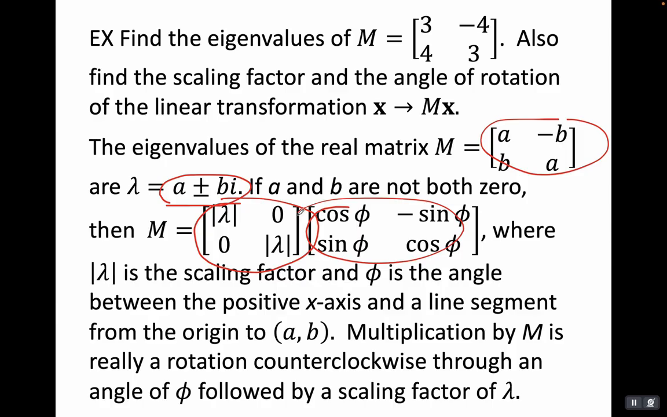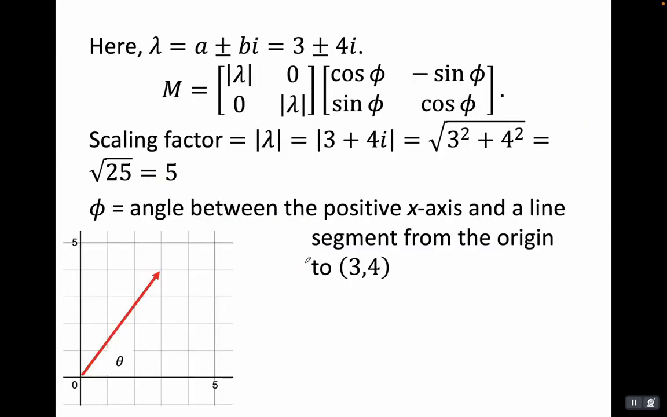So multiplication by M is really a rotation counterclockwise through an angle of phi, followed by a scaling factor of absolute value of lambda. We've seen this before. That's just rotating at an angle of phi. So here, lambda equals a plus bi. In other words, it's 3 plus or minus 4i. So M is going to be the absolute value of lambda, 0, 0, absolute value of lambda, times this matrix. Our scaling factor is the absolute value of lambda.